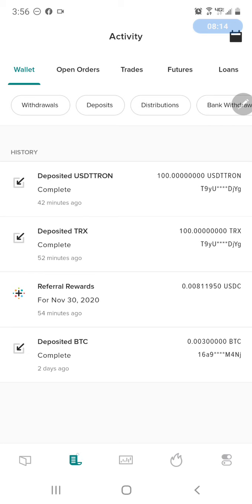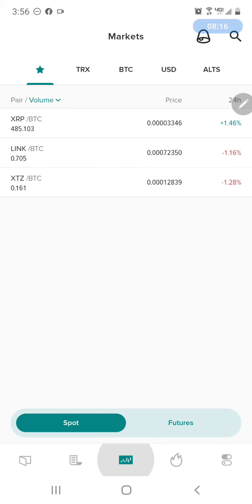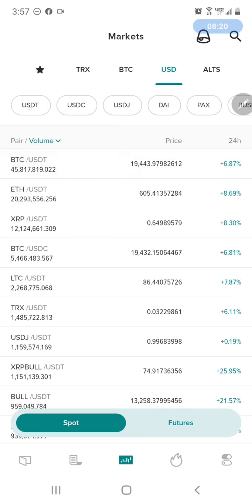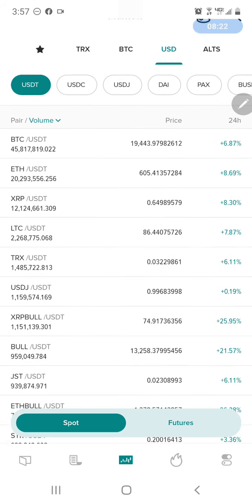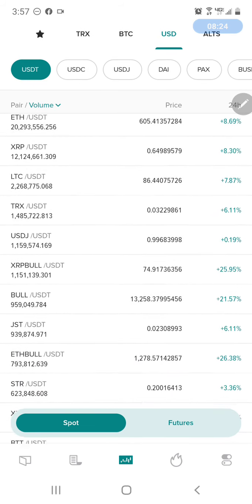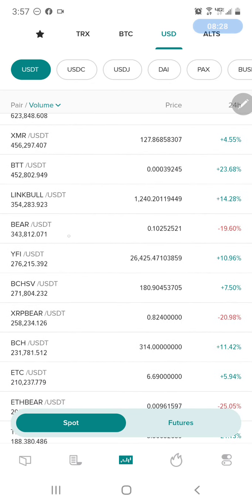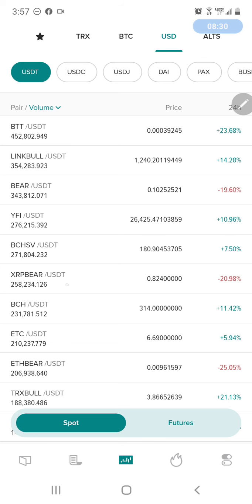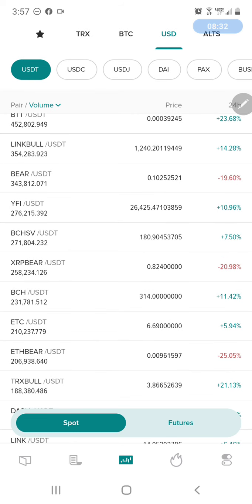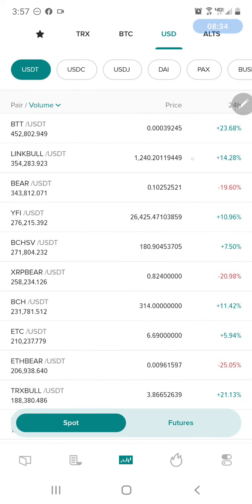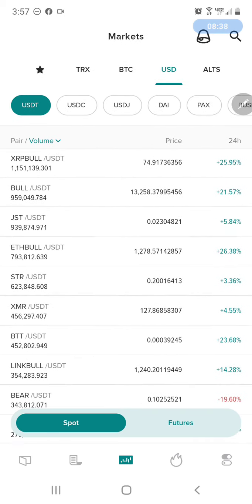Let's see. All right, let's see what we can exchange for. We can do some XRP. We can do XMR. We can do Link Bull. This is just like, whatever Link is doing, this right here does it 3 times, I do believe. Let's see if that's accurate.